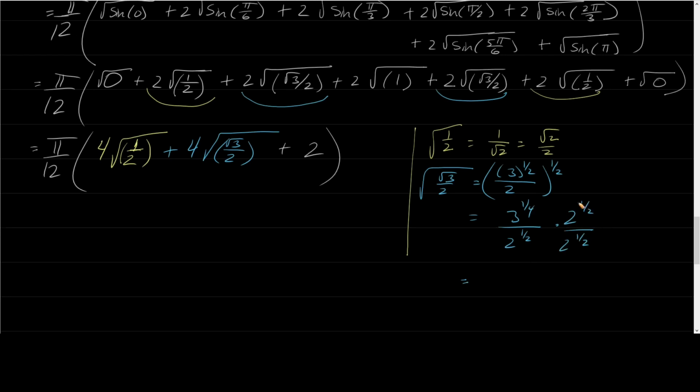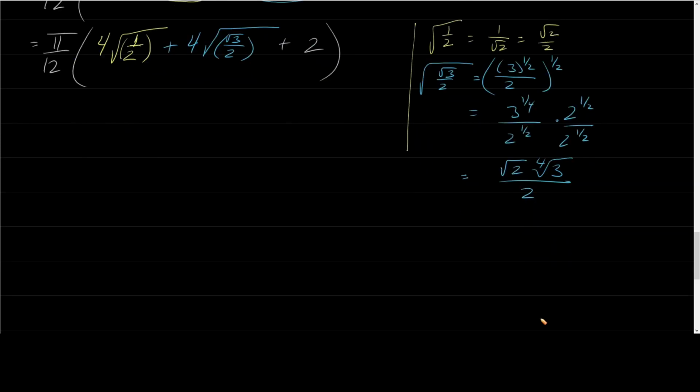Well, I can't really combine those two on top there, but the bottom ones I could combine, so I just get 2. But on top here, I'm going to get radical 2 times the 4th root of 3. Now, at that point, let's see what we get. We have this pi over 12 out here times 4 times this radical of 1/2, which was radical 2 over 2, plus 4 times this radical of radical 3 over 2. Well, that was this statement over here.